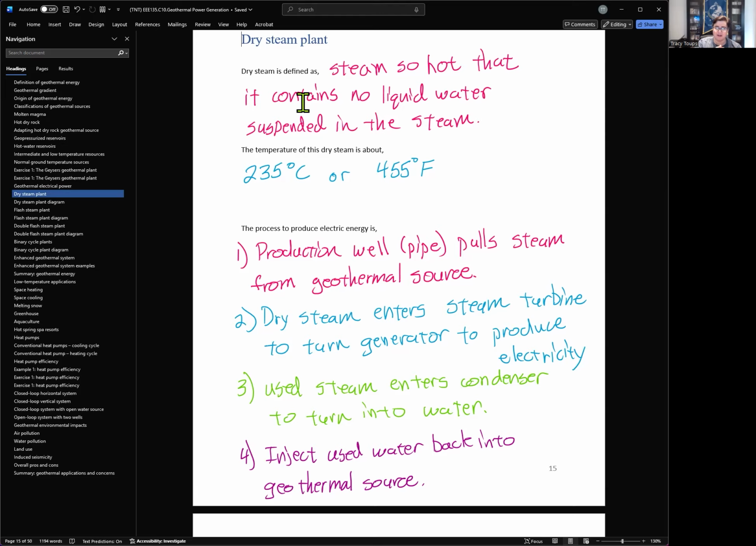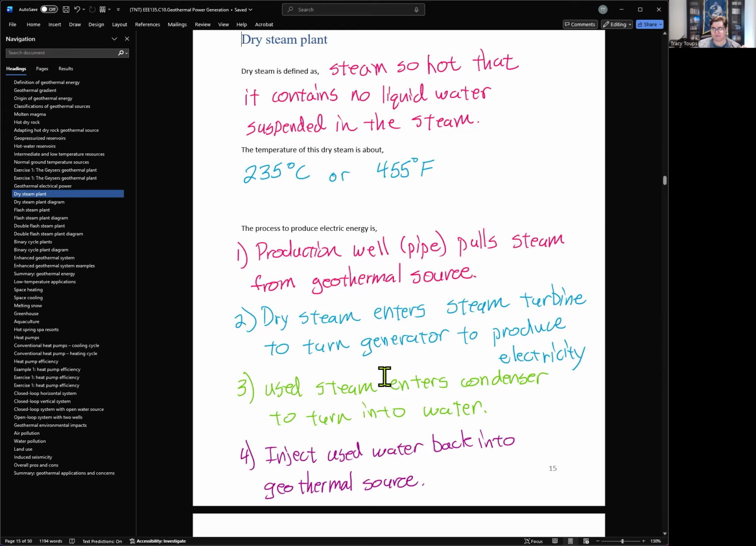So the temperature of dry steam is 235 degrees Celsius, or in freedom units, 455 degrees Fahrenheit. Just to give you a better idea, you touch this, you're getting a new arm type of level. The process to produce electric energy from this type of dry steam is, number one, you need production wells, basically pipes you drill into the ground that pull the steam from a geothermal source. So there's steam underneath, and we pull it into our generation system. Number two, the dry steam will enter a steam turbine that will turn a generator to produce electricity.